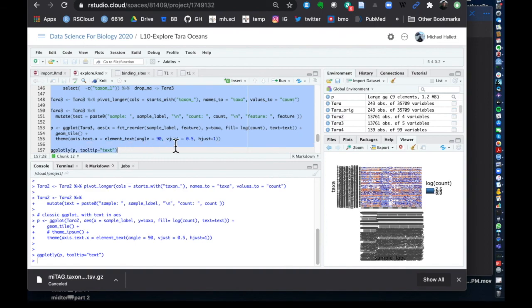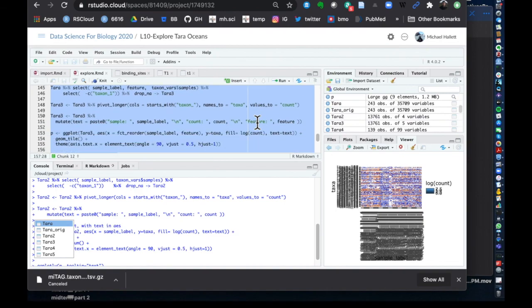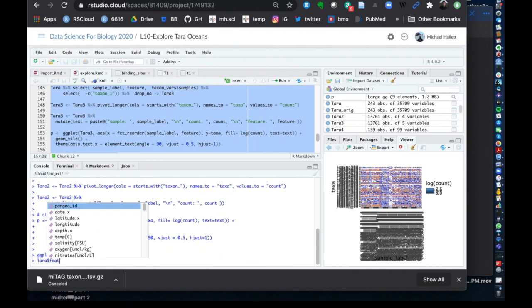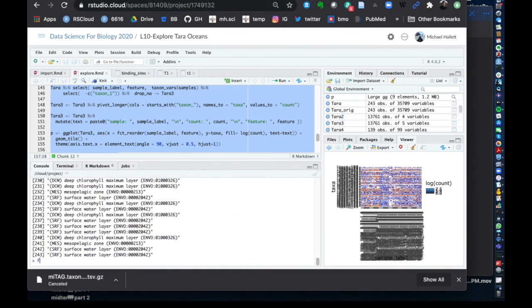But what I'm doing here is I'm going to reorder the rows of this matrix by the feature. So in the table. So if I show you here in Tara, my Tara data structure, $feature, in fact I should do this. I should use the unique.